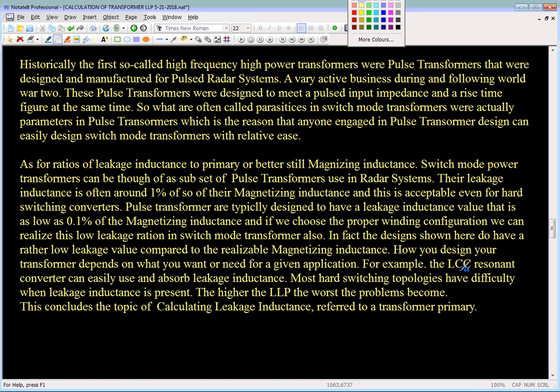For example, the LCC resonant converter absorbs this leakage inductance. Hard switching doesn't. The higher the LLP, the worse the problems become for hard switching. This is the conclusion because I ran out of time.